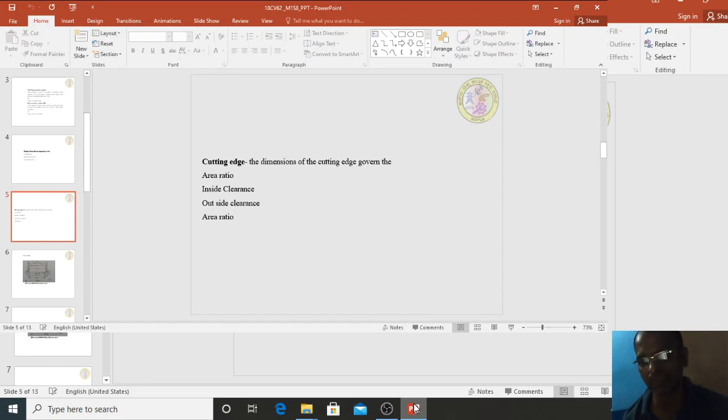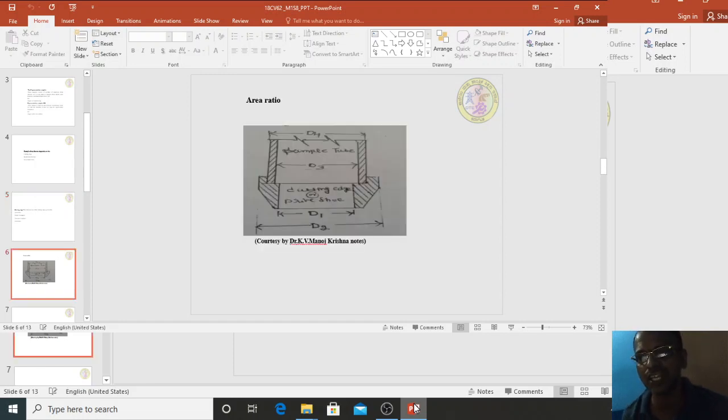So what is meant by area ratio? If you take this as a sample tube and this is your cutting edge or driven shoe, take the outer diameter of the driven shoe as D2 and the inner diameter of the driven shoe as D1. Then (D2 square minus D1 square) divided by D1 square, into 100, gives you the area ratio.